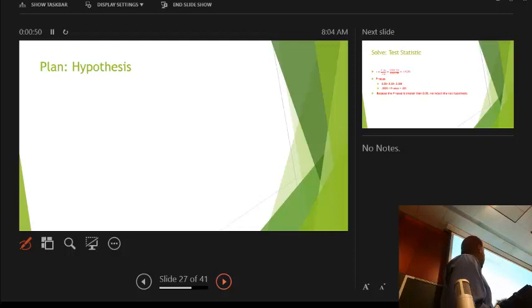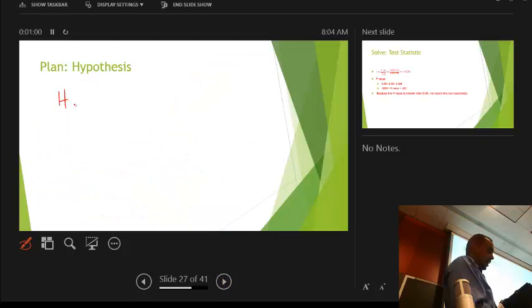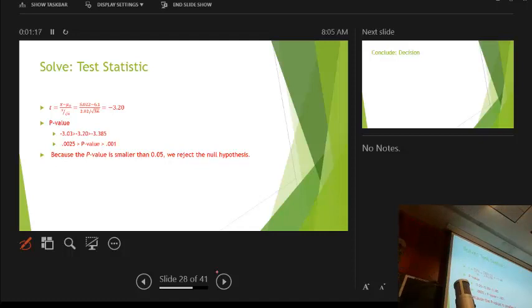Okay, so then with the hypotheses, we set that all up. That was no problem, I don't think, in this situation, because you had H naught such that the mean was equal to 6.1, HA such that the mean, I think, was less than 6.1. So that's no problem. The issue kind of came when we got into the calculations. Let me talk that through here, okay?